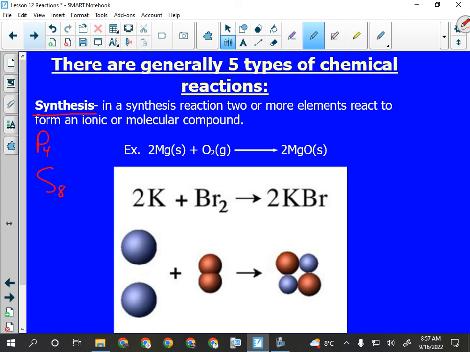If it reacts with oxygen, nitrogen, chlorine, or bromine, they all come as 2s. Hydrogen, when it's by itself, comes as a 2. They're just things that we have to remember. They are the molecular elements.